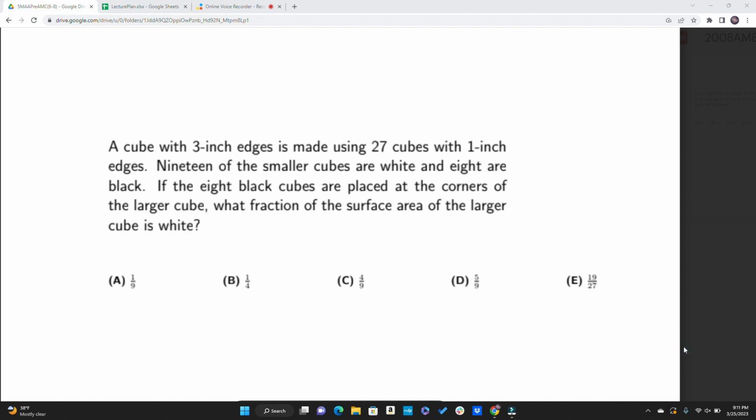A cube with 3-inch edges is made using 27 cubes with 1-inch edges. 19 of the smaller cubes are white, 8 are black. The 8 blacks are placed in the corners of the large cube. We want to know what fraction of the surface area of the large cube is white. Alright, so let's draw out our cube. We say it's got 3-inch edges. It's going to look like this.